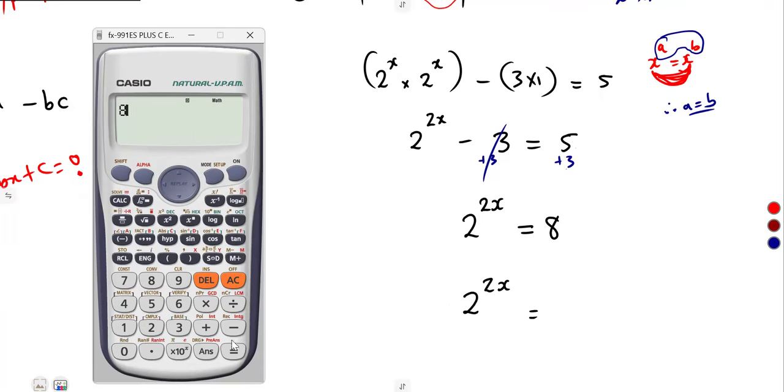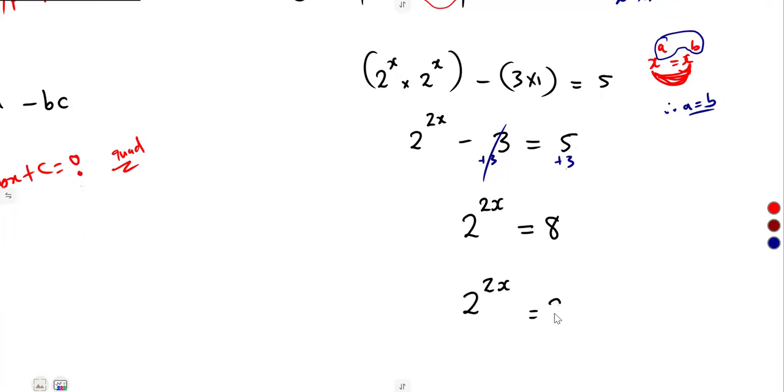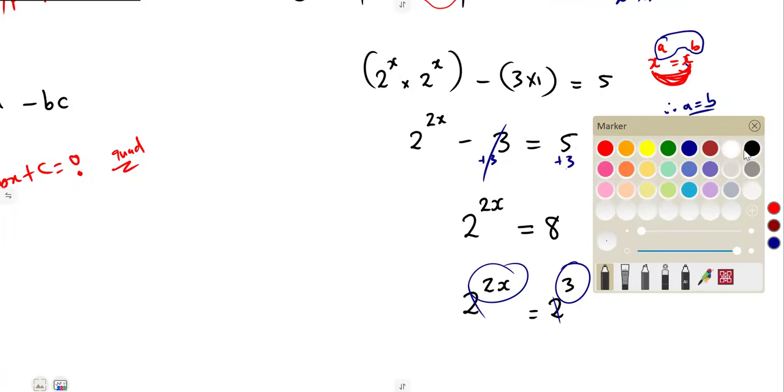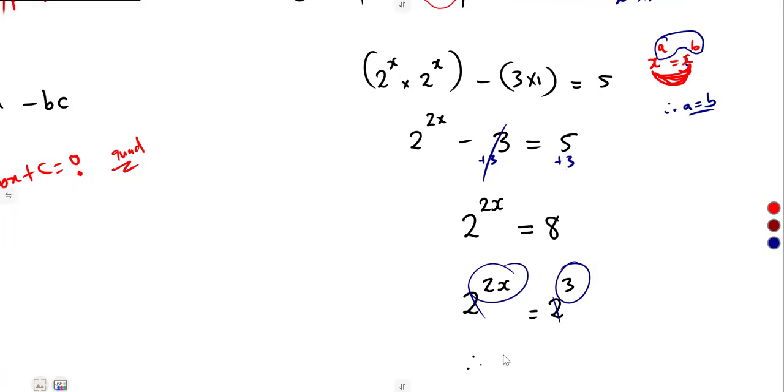Sorry for that. 8 is equal to shift. You must see this S. All right, so like this. So you press shift, then fact. So it's going to give us 2 to the exponent of what? Of 3 in simplest form. So this is 2 to the exponent of 3. The bases are the same, just like x and x. So automatically, 2x is equal to what? It is equal to 3.